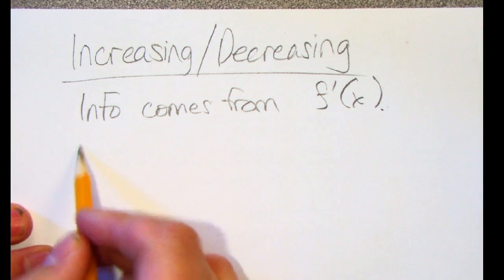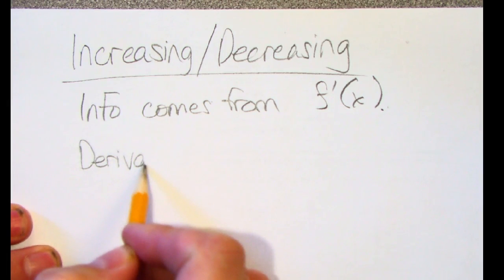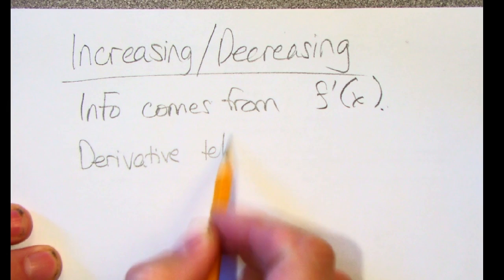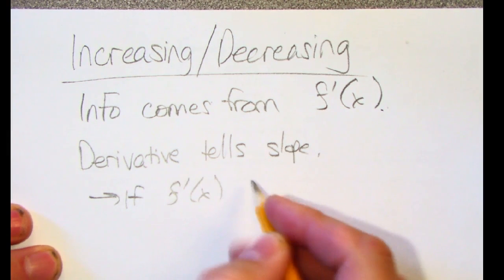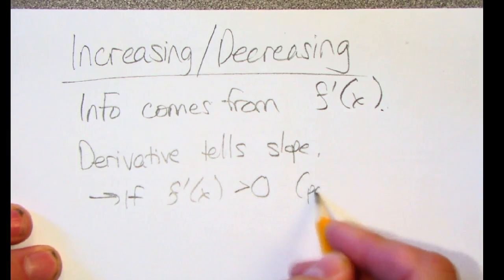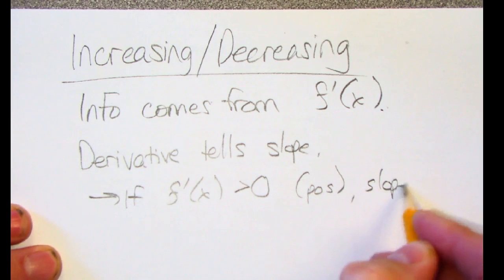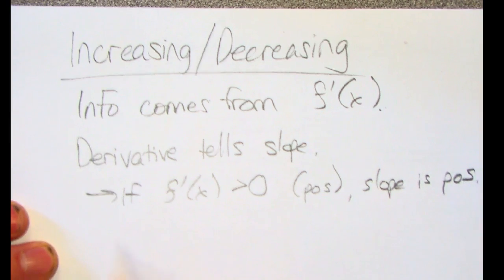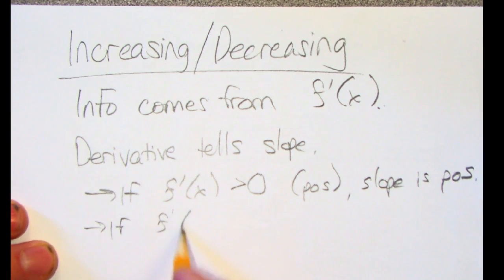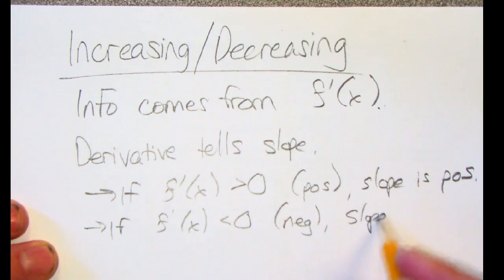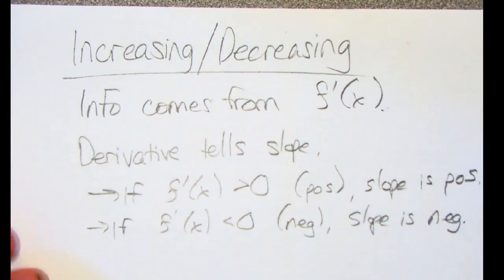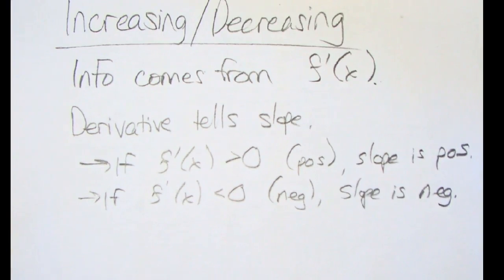So remember, derivative tells you slope. If f prime of x is greater than 0, or positive, slope is positive. If the derivative is less than 0, which is negative, your slope is negative. So the derivative just tells you, here's what the slope is. If it comes out to be a positive number, then the derivative is positive. If it comes out to be a negative number, then the derivative is negative.